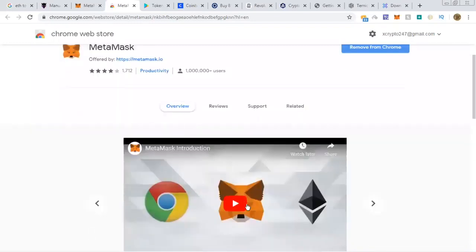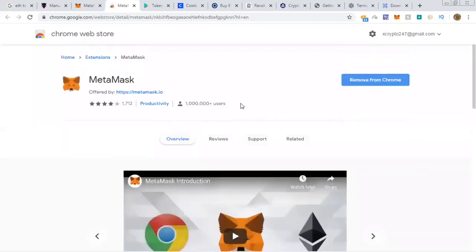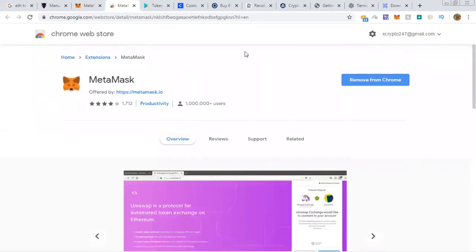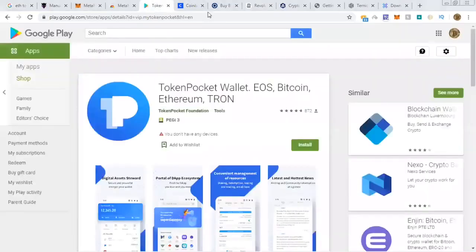Now there, as you can see, is a video that goes through an introduction. I'm not going to play the video right now. You can do that on your own time. But this is where you're going to need to get your MetaMask before you're able to even use someone's link, for example, to interact with the contract and to create your account with Forsage.